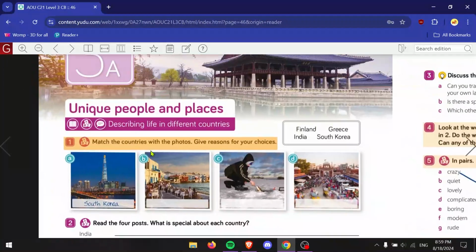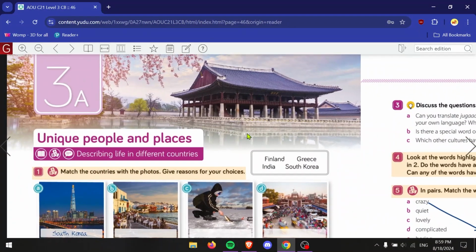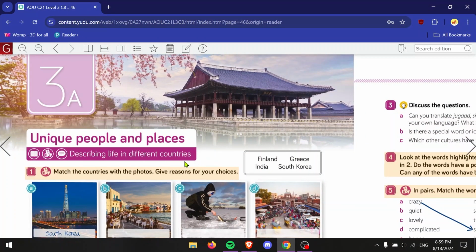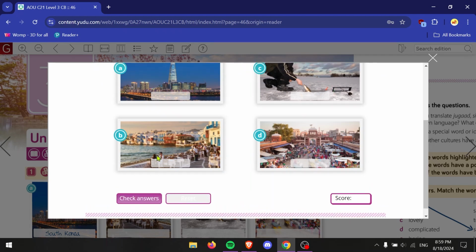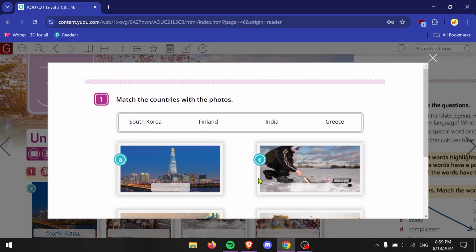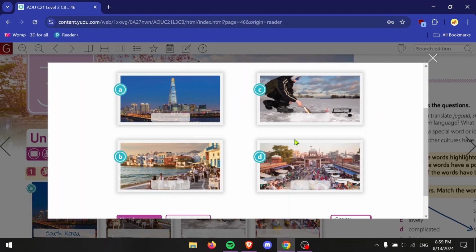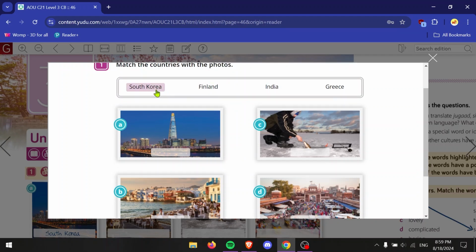Here we have unique people and places, describing life in different countries. Okay, start with 1 here. I'm going to reset this. It looks like we have 4 different pictures. What I'd like you to do is pause the video, look at each picture, and try to guess which country is which. We have the countries right here. We have South Korea, Finland, India, and Greece.